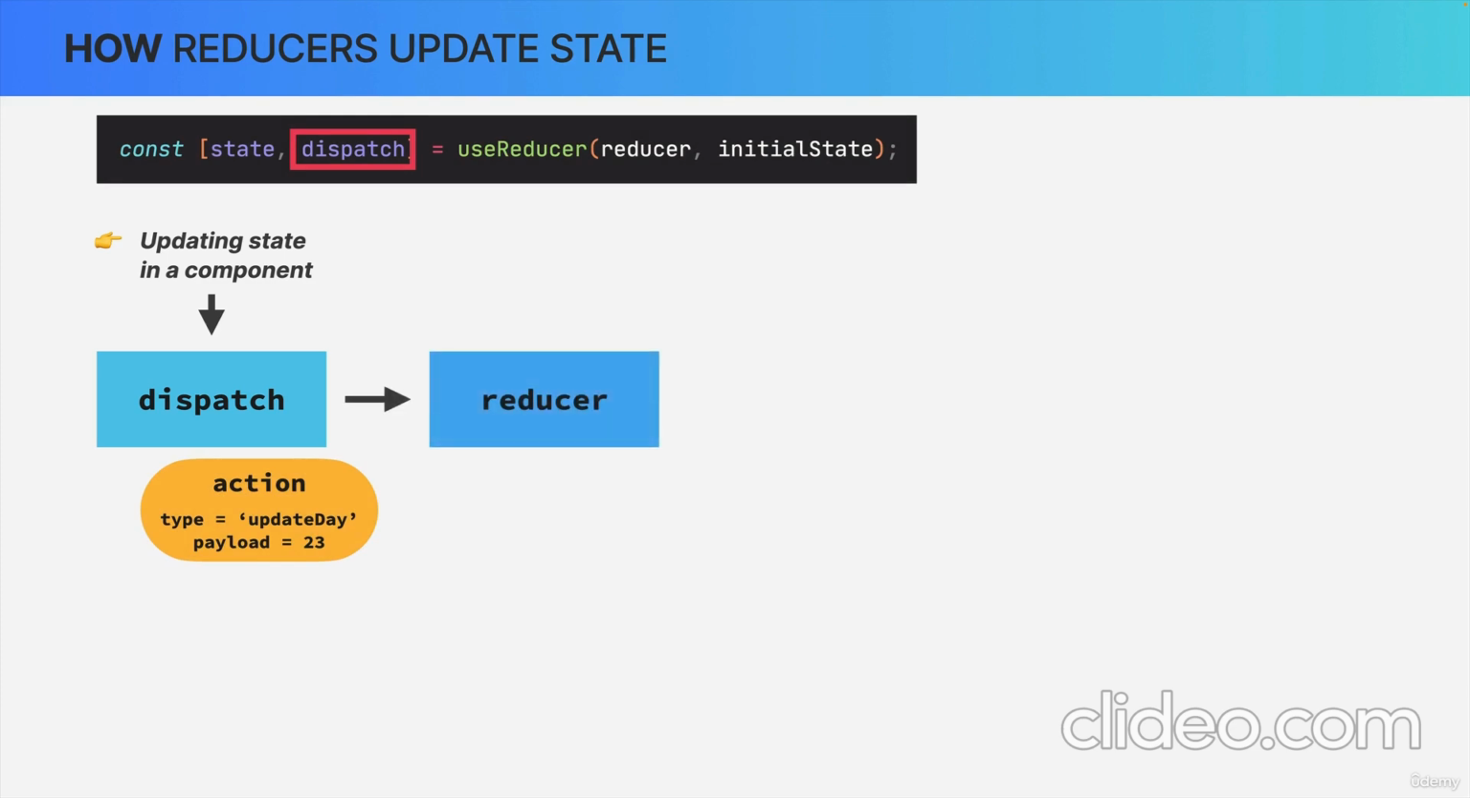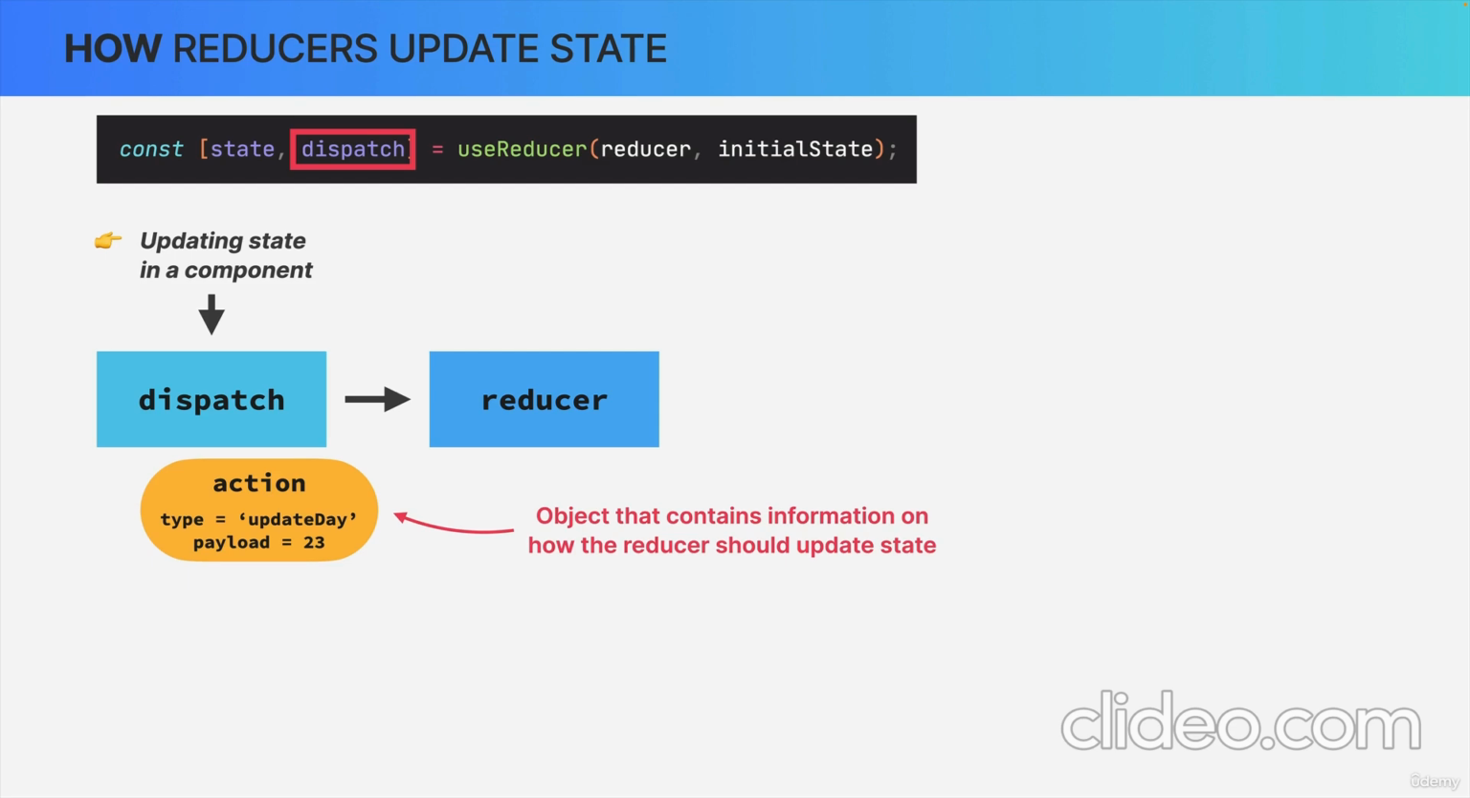And this action, as we learned before, is an object that contains information for the reducer. So information about how the reducer should update the state. In this case, the action type is update day and the payload is 23, which probably means that the reducer will set the day state to 23. Now the object doesn't need to have this exact shape with a type and a payload, but it's a standard that has been adopted by most developers.